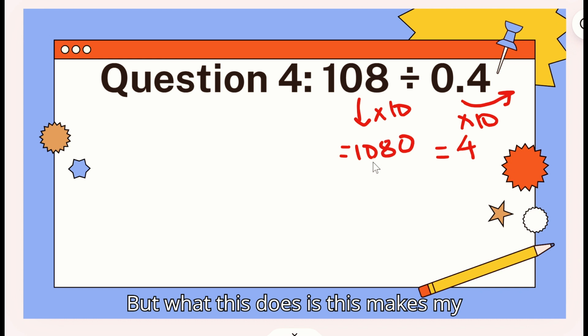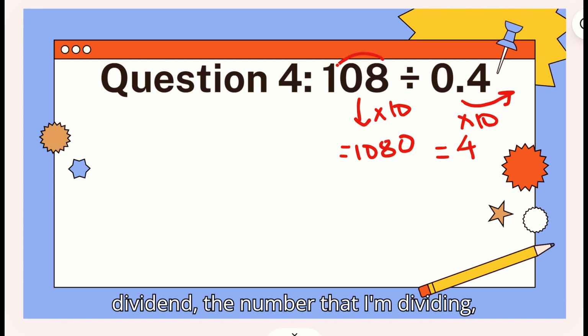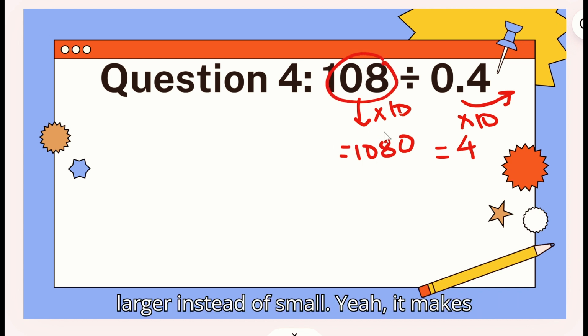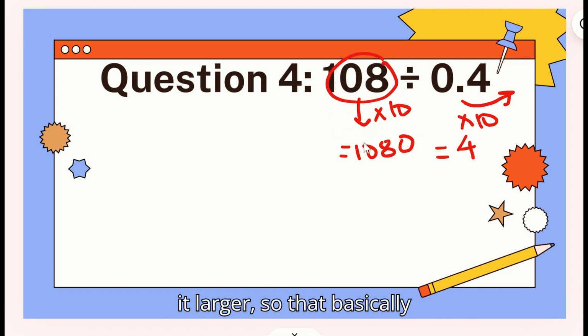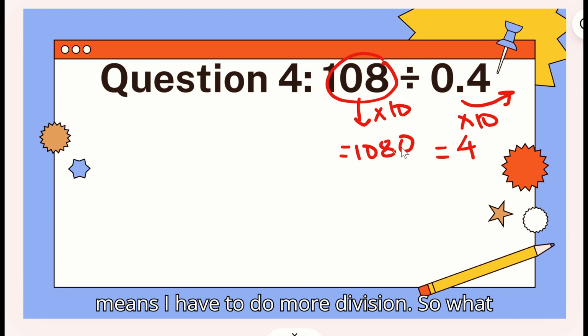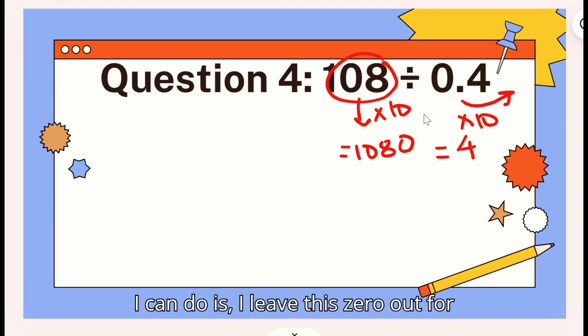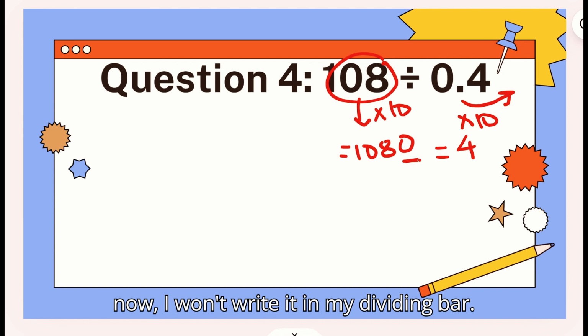But what this does is make my dividend, the number that I'm dividing, larger instead of smaller. So that basically means I have to do more division. So what I can do is leave this 0 out for now. I won't write it in my dividing bar.